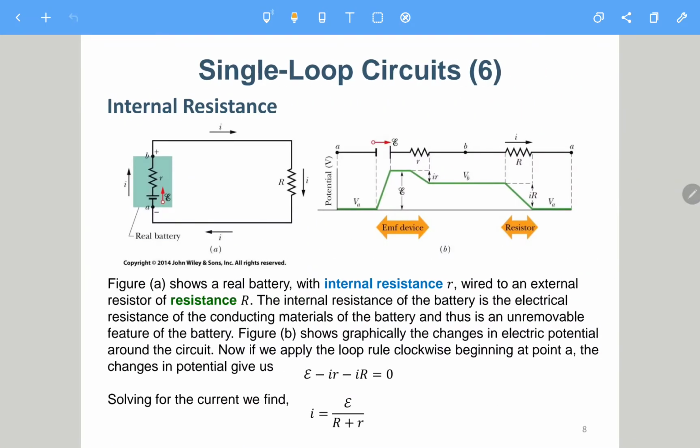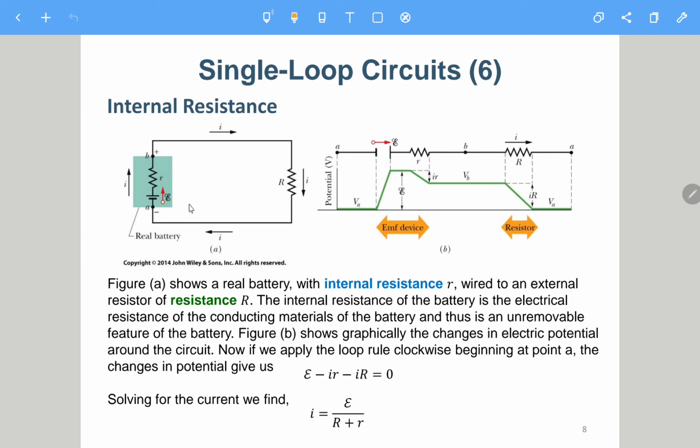Okay, so here it talks about the EMF with internal resistance, which means this is a real battery, and then we have this one. It shows a real battery with internal resistance small r wired to an external resistor.